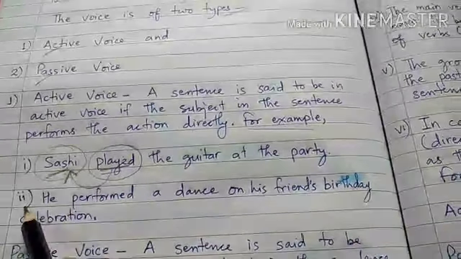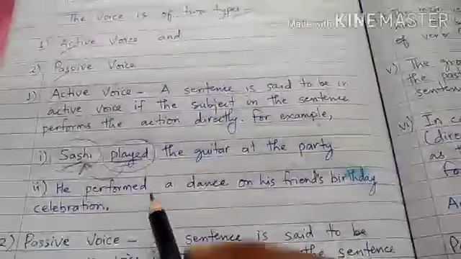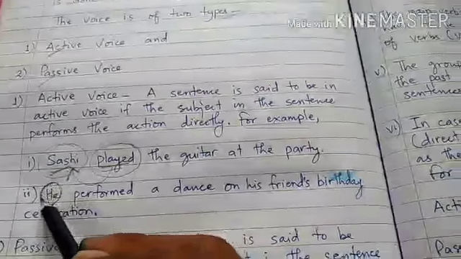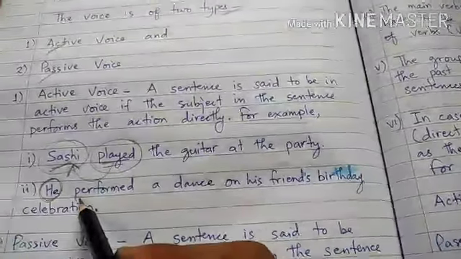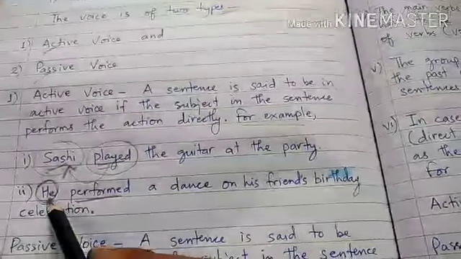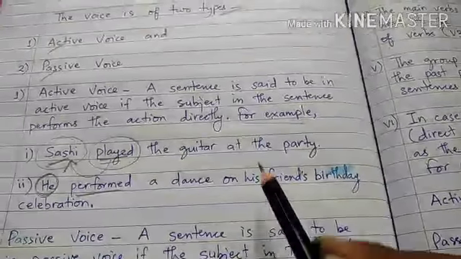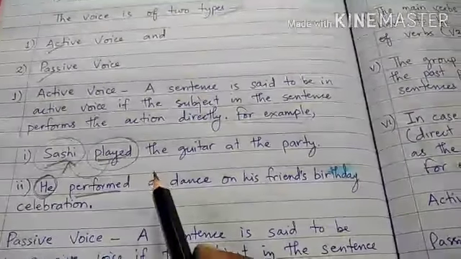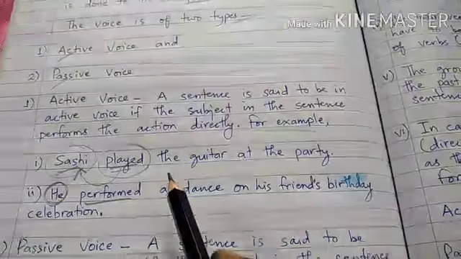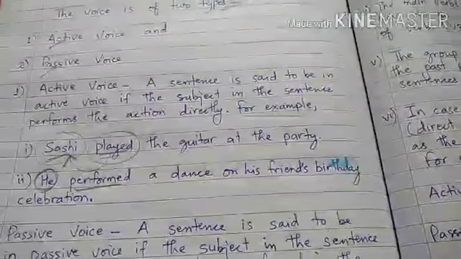Like in another sentence we have, he performed a dance on his friend's birthday celebration. Who performed the dance? He. So he is the subject here. So the subject is performing the action directly here in this sentence. Action of performing a dance. So here the sentence is in active voice. Okay. If the subject in a sentence performs the action directly, then that sentence is in active voice. Okay.